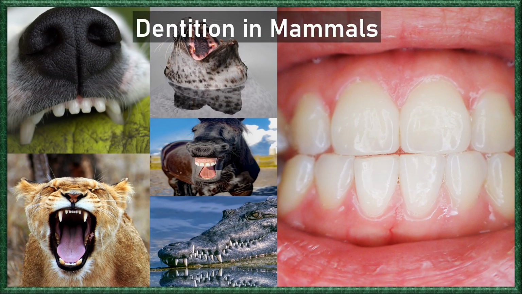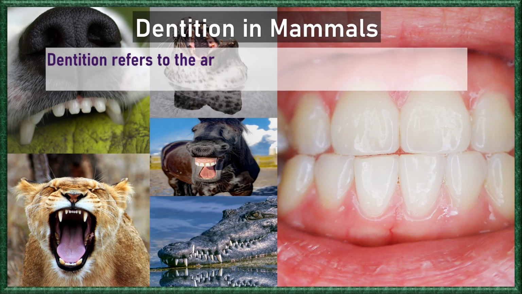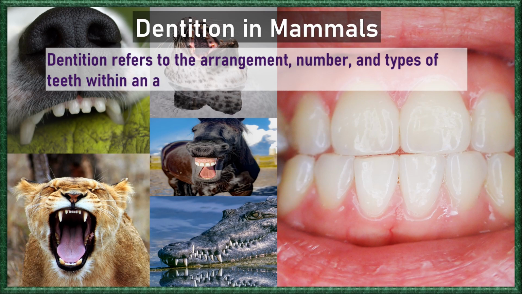Dentition in mammals. What is dentition? Well, the simplest and empirical definition is the arrangement, number and types of teeth within an animal's mouth or oral cavity. That's it. The thing which confuses most of us is the classification of dentition in mammals.